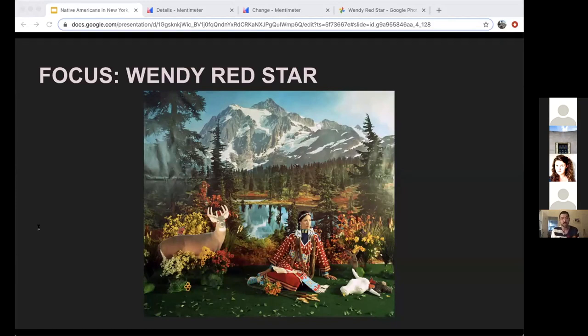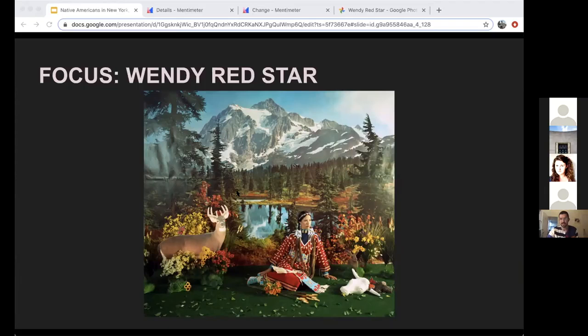I also just want to quickly clarify, we're deviating a bit by focusing on Wendy Redstar from our theme of Native Americans in New York. Redstar grew up on a Crow reservation in Montana and currently lives in Portland, so she's not a New York artist, but her work speaks really powerfully to a lot of the broader themes we're discussing today, and in my experience, students find it very engaging. So I'm hoping it'll be helpful for you as a teaching tool.